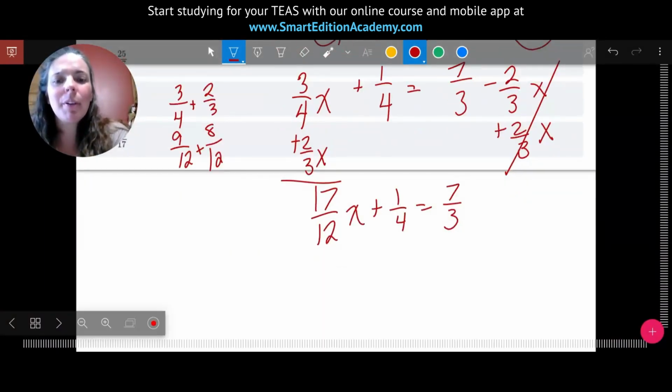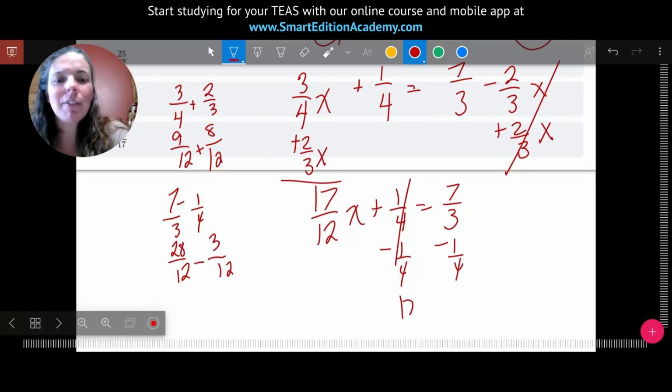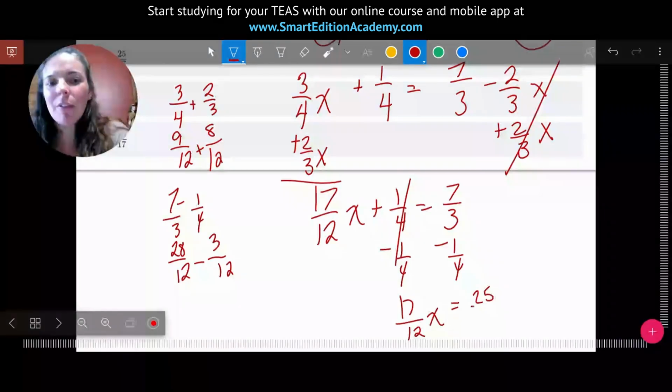Okay, and then we will subtract 1/4 from both sides. Again, can I figure out 7/3 minus 1/4? Well, I need a common denominator. So that's really what's making this more complicated here, is just having to deal with these fractions. So 17/12 times x equals 25/12. Whew, okay, almost there.